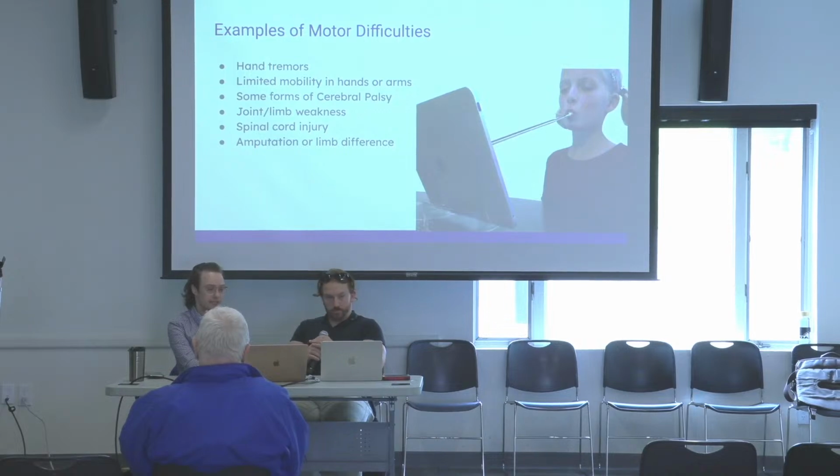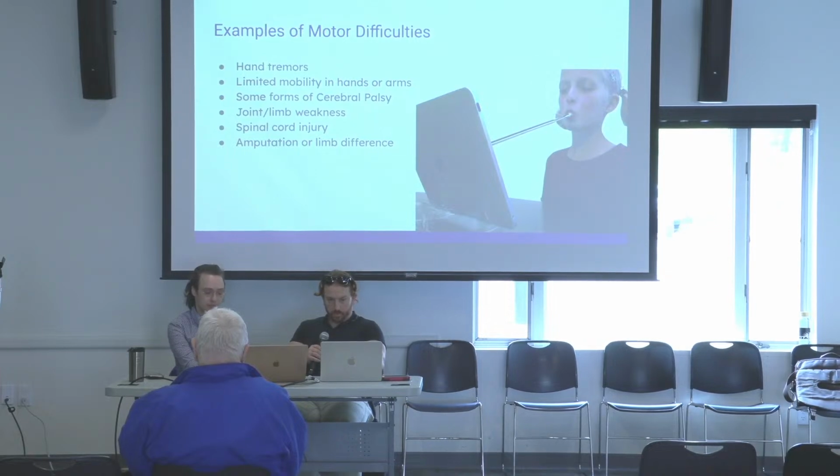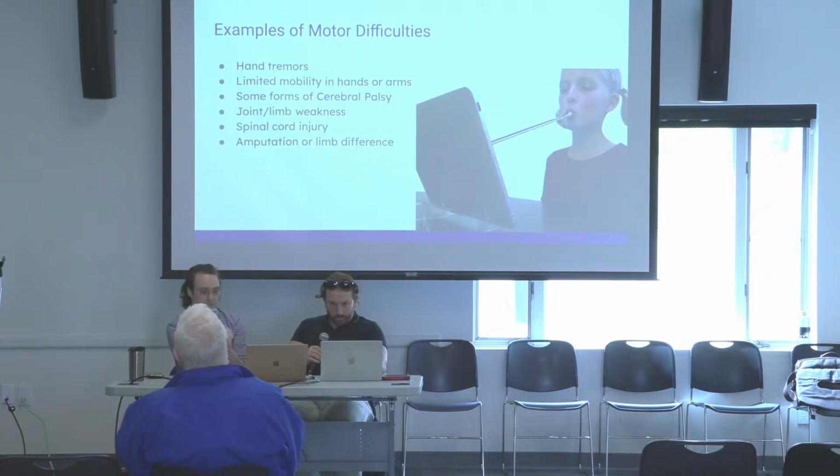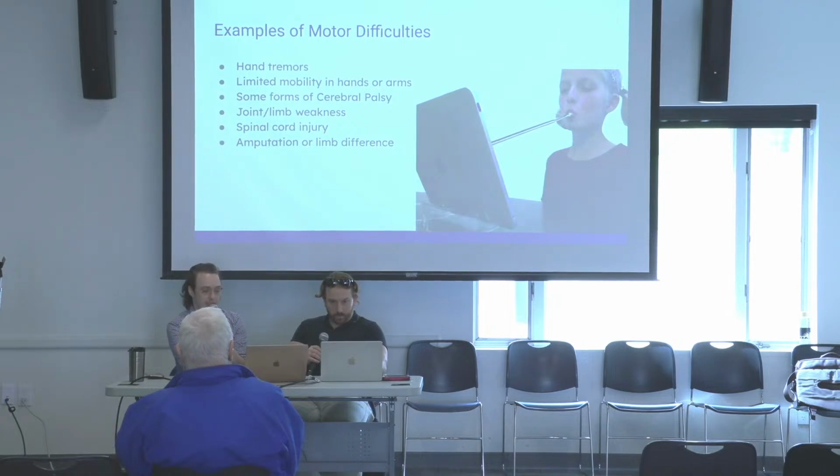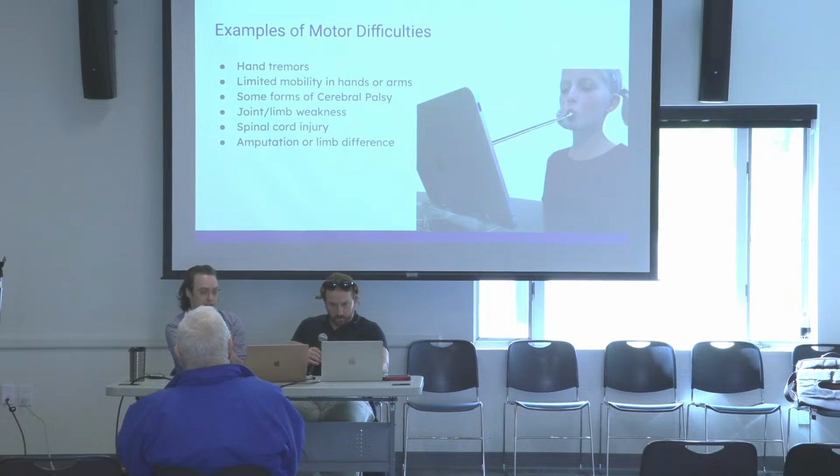Examples are things like hand tremors, limited mobility in hands or arms, cerebral palsy. Some forms have motor difficulties associated with them and can affect different parts of the body. General joint and limb weakness makes it not as easy to use your hands. Spinal cord injury, or some other sort of paralysis of the upper limbs, and then folks who have gotten an amputation or are born with a limb difference. All these can fall under the category of motor difficulties that there are devices to help out with.